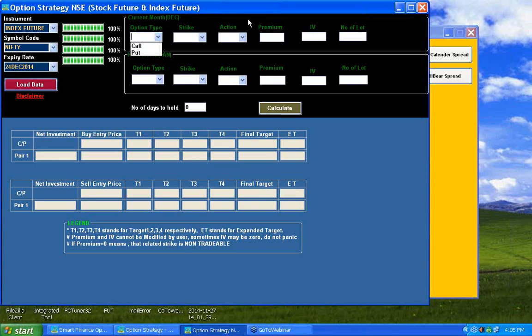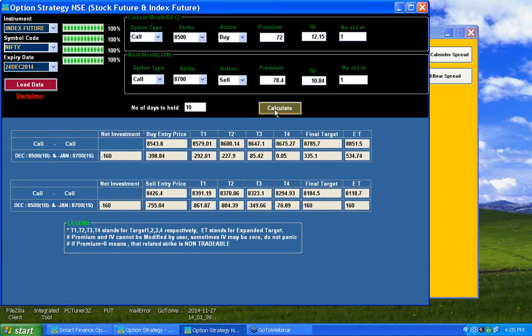Suppose this is for the current month, December, and I am buying a call option of 8,500 with its IV and other details, one lot. I am selling a call option of 8,700, say, priced almost equal to 78, one lot. I am holding it for 10 days. How will my profit and loss be formed here? It is telling me my net investment is only 160 rupees. However, if the Nifty falls down to 8,184, I'll have 160 rupees profit.